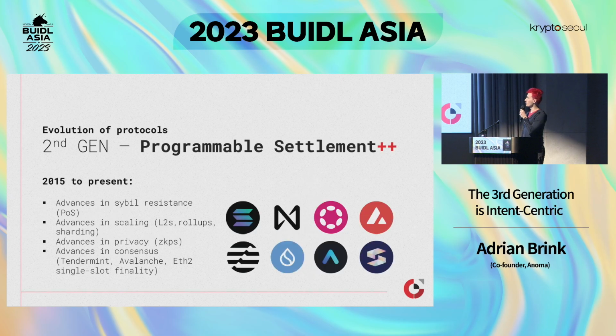I'd like to also quickly go through what I would call programmable settlement plus plus, or second generation plus plus, which is what has happened since Ethereum. We've made tremendous advances in things like Sybil resistance with proof of stake, advances in scaling with things like Near sharding, advances in privacy with zero knowledge proofs, which really came about post Ethereum launch, and also advances in consensus. But fundamentally, the important thing to remember is that most of these systems are sequentially executed VMs, where the thing that actually happens on chain is at its base a transaction and not an intent. And you have to figure out how to do counterparty discovery and distributed solving off-band. And you can't build applications that reason about these systems.